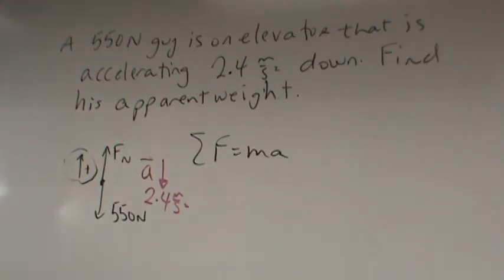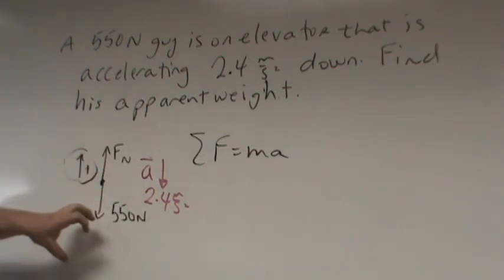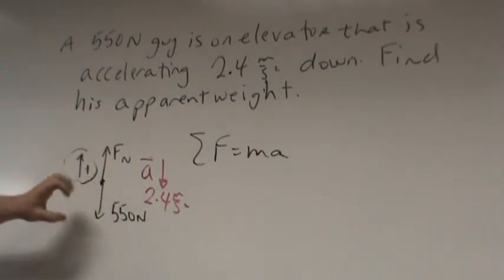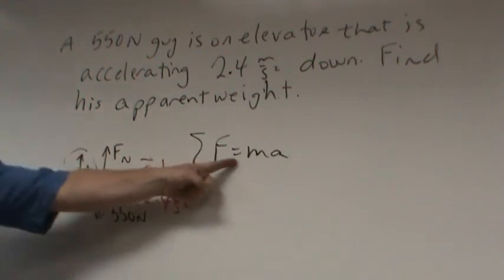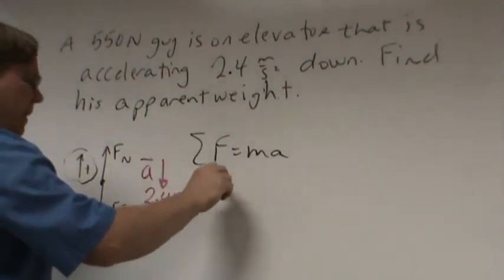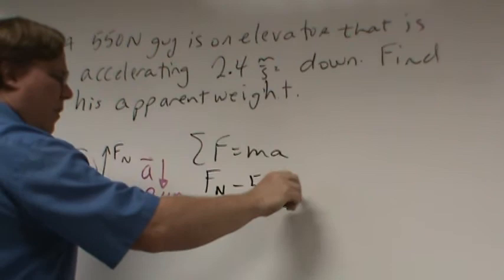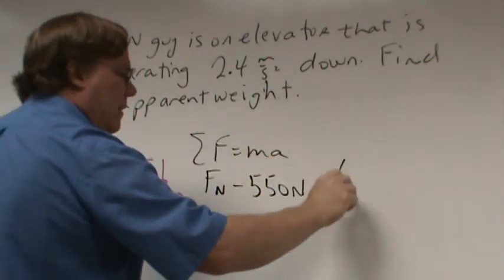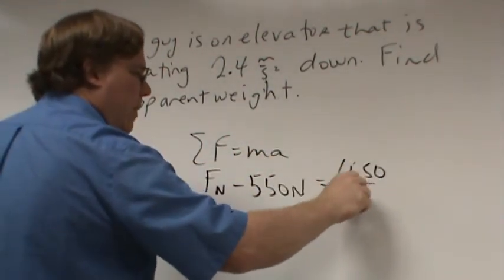Where'd you get it? 415.3. Okay, guys. I got to do this problem now. Hopefully, people are getting it right. On the left side, I want to really train you. On the left side, you're going to list all the forces. Any forces that are happening go on the left side of this equation. So I got F sub N minus 550. On the right side, I got the mass, which is 550 divided by 9.8.